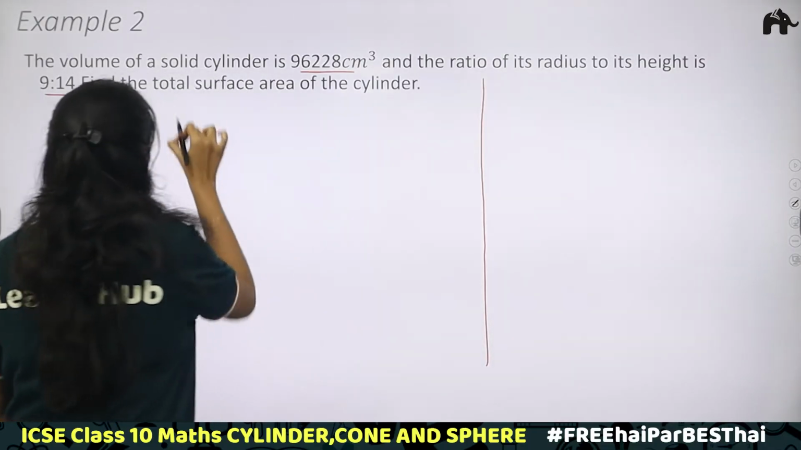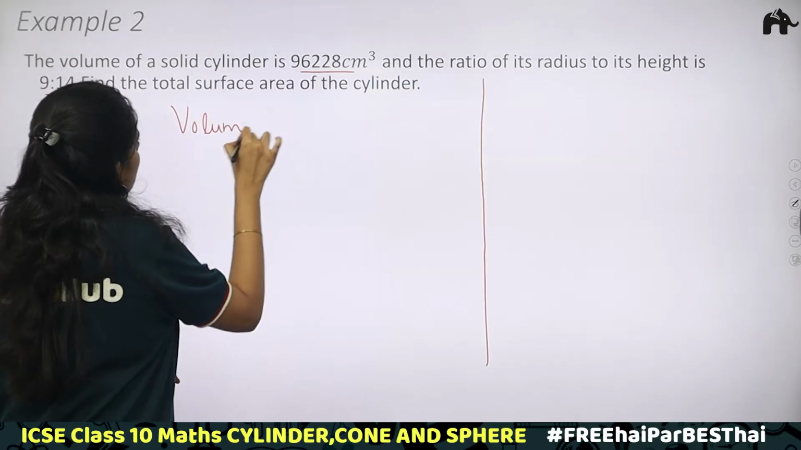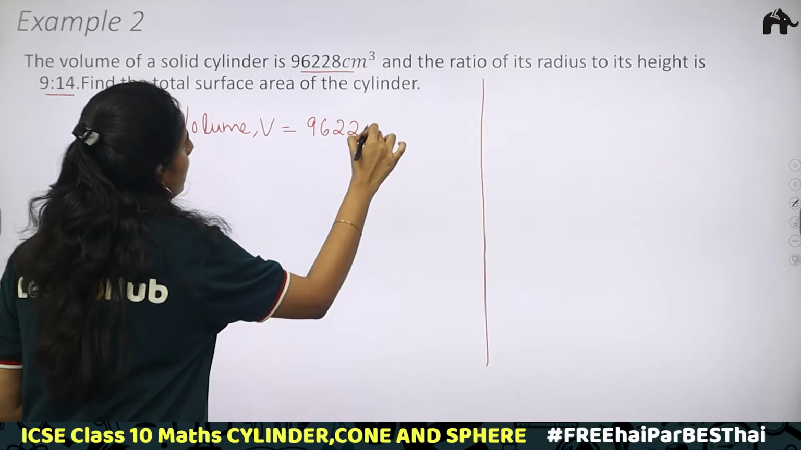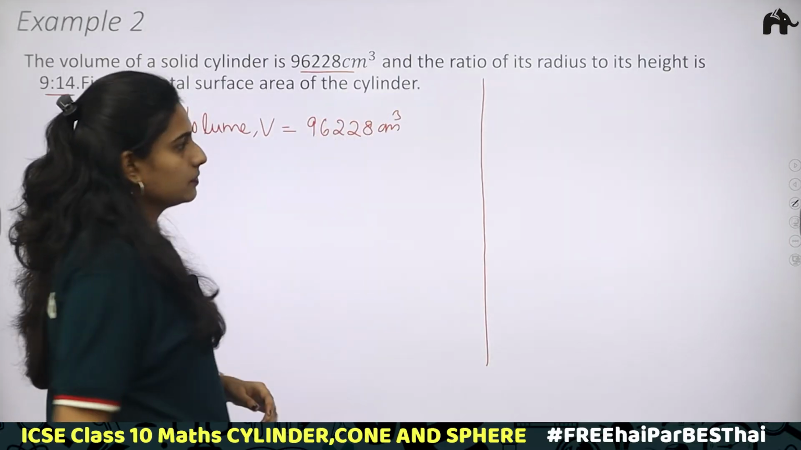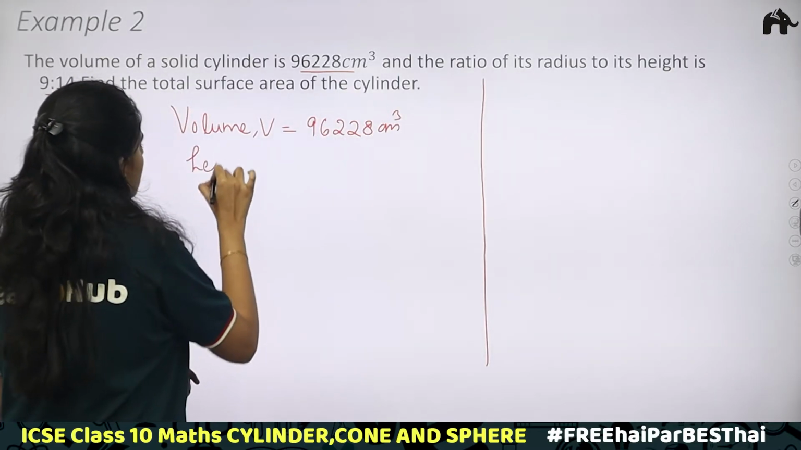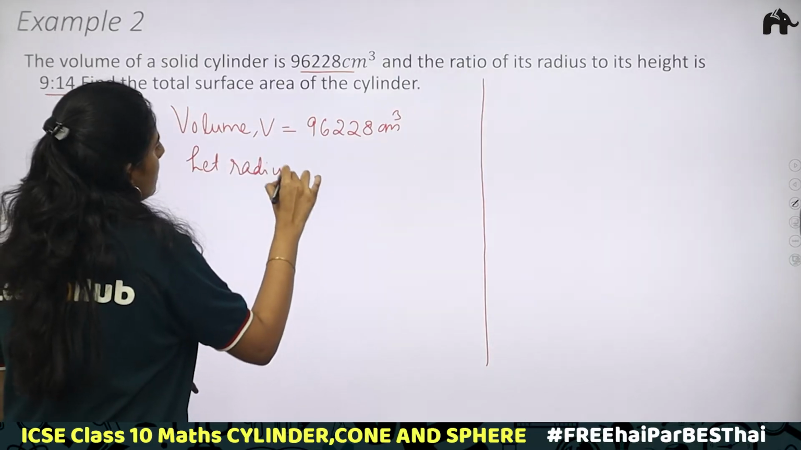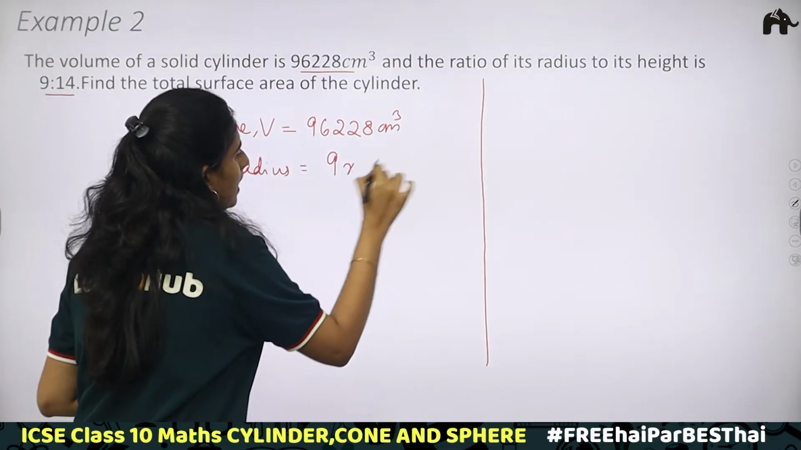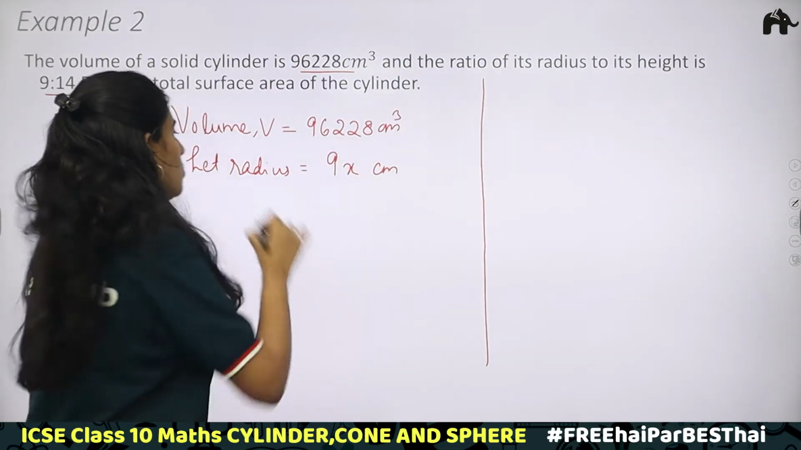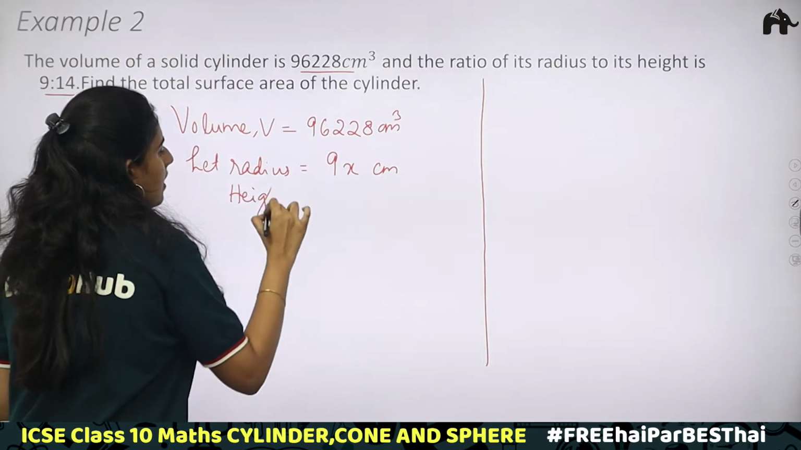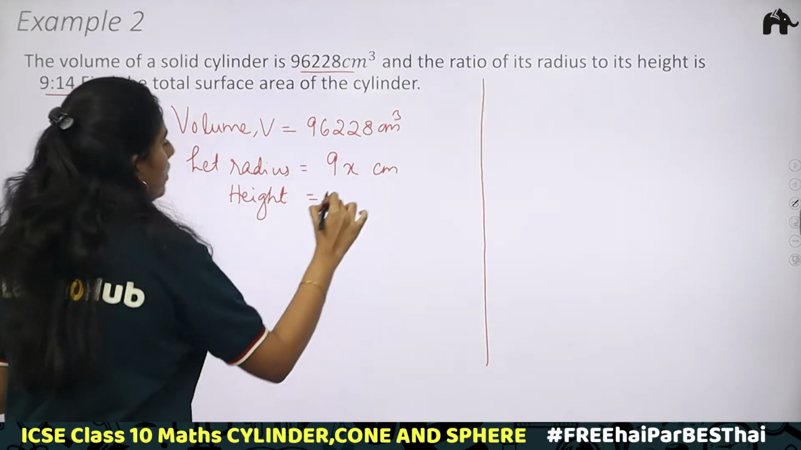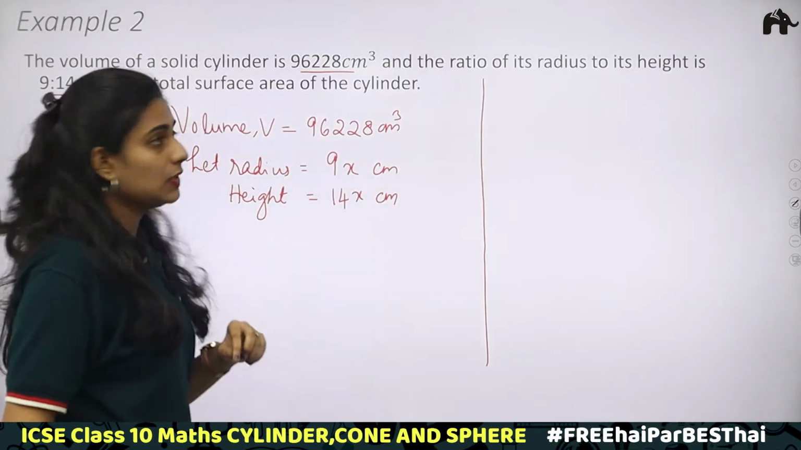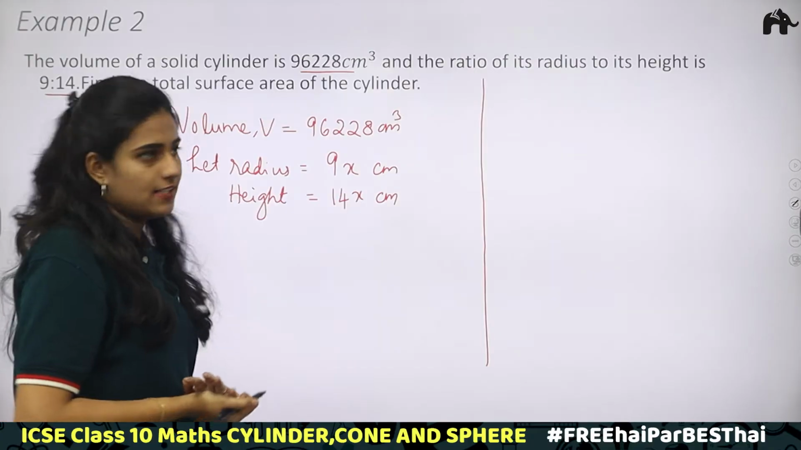Okay. Given volume V is equal to 96,228 centimeter cube. Okay. Let radius be, the ratio is 9:14. We'll take radius as 9x centimeter. Then what is the height? Height will be equal to 14x centimeter. Okay. We need to find the total surface area.